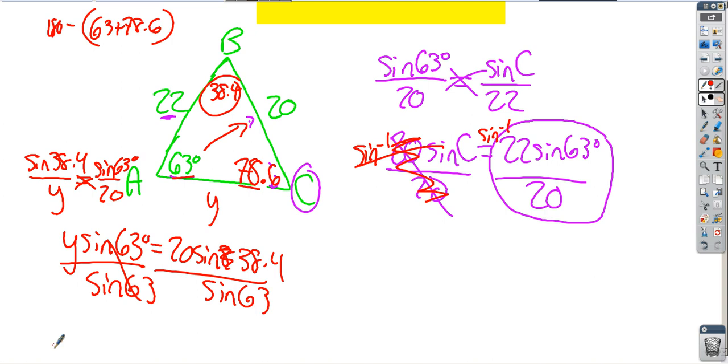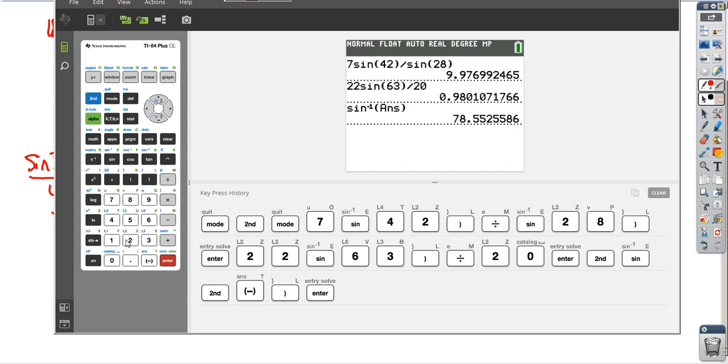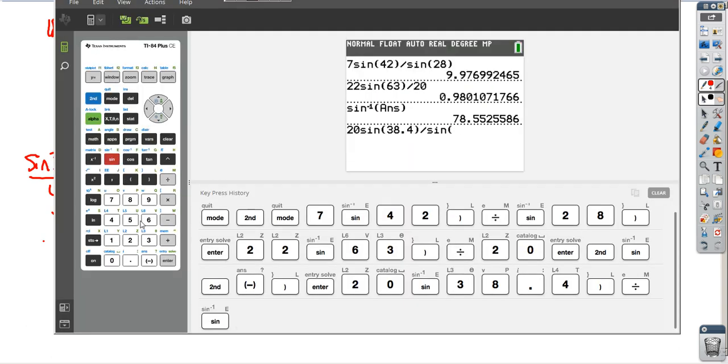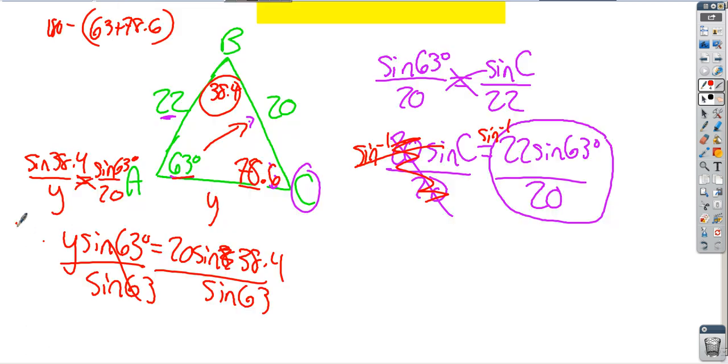So 20 sine 38.4 over, I believe it was the sine of 63. It was over sine 63. So let's see what we get here, and y equals 13.9. Get to round to the nearest tenth. Okay, and I mean that makes sense. Y should be the smallest side because this is the smallest of those three angles.